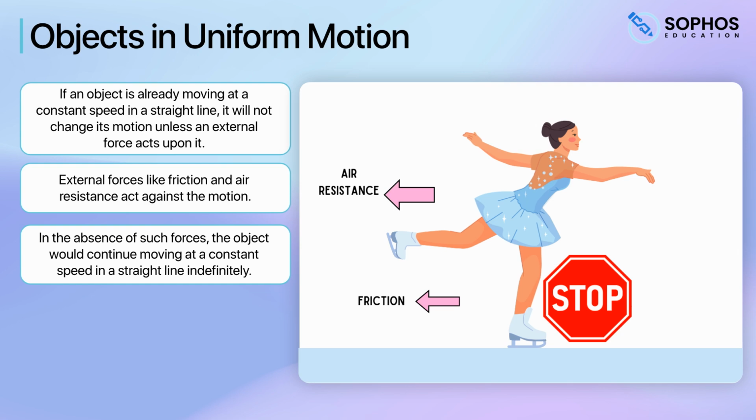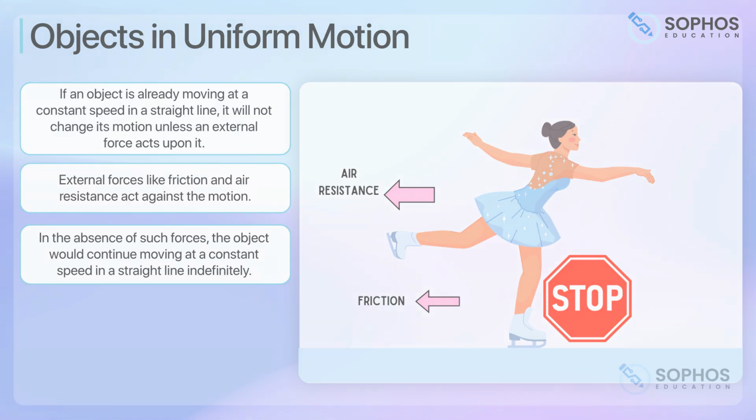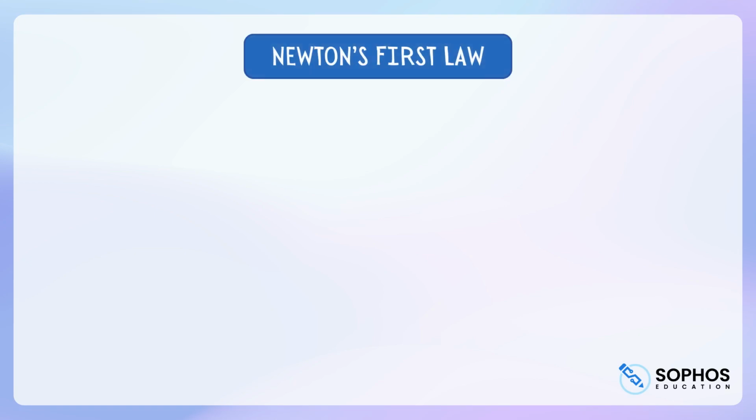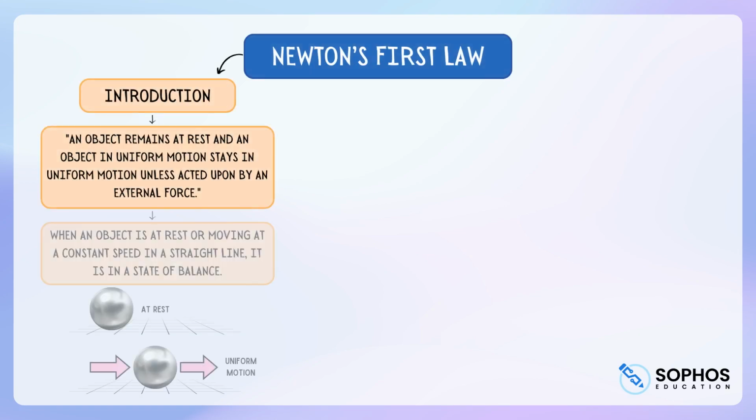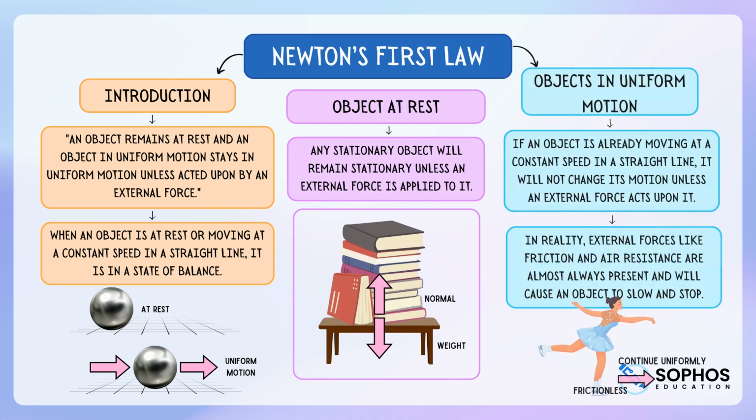Whether an object is sitting still or moving, it's all about the balance of forces acting upon it. In today's lesson, we delved into Newton's first law of motion, which states that an object remains at rest or in uniform motion unless acted upon by an external force. We examined two key scenarios, objects at rest and objects in uniform motion.